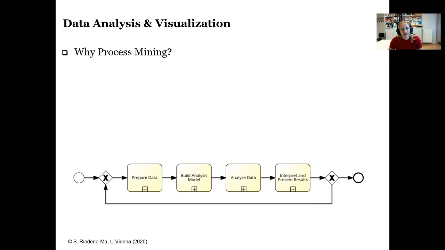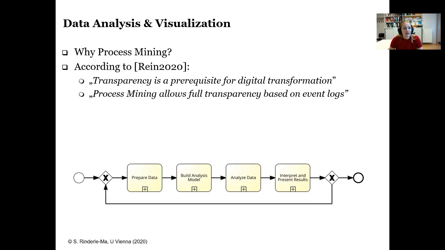And what has been a very hot topic during the last years, and is also now very promising for the manufacturing domain, is process mining. And why is this so important, particularly for digital transformation? According to this book of Reinkemeyer, we need transparency as a prerequisite for digital transformation. And process mining allows this full transparency based on the event logs.